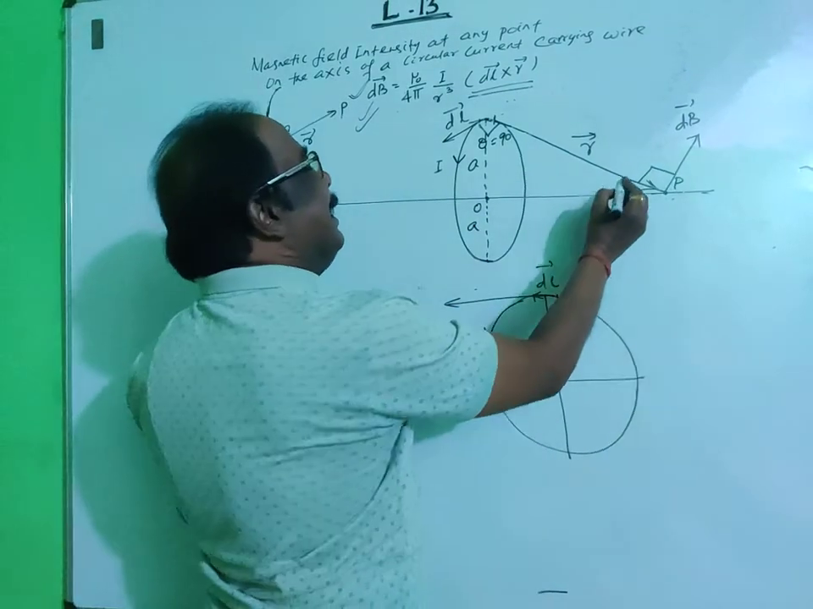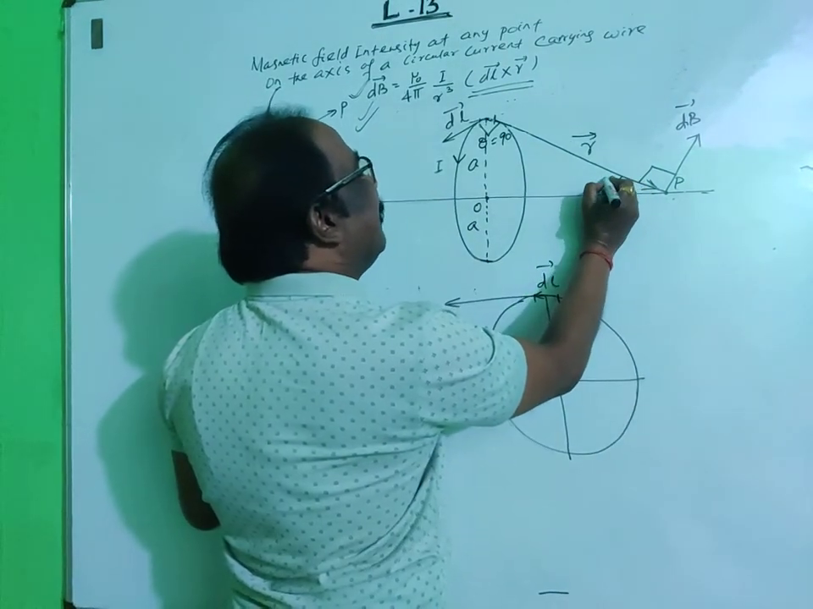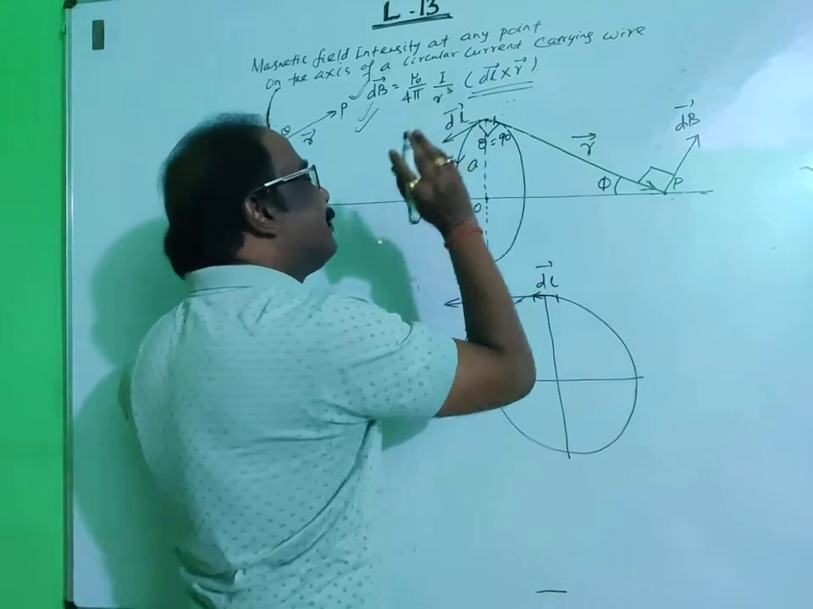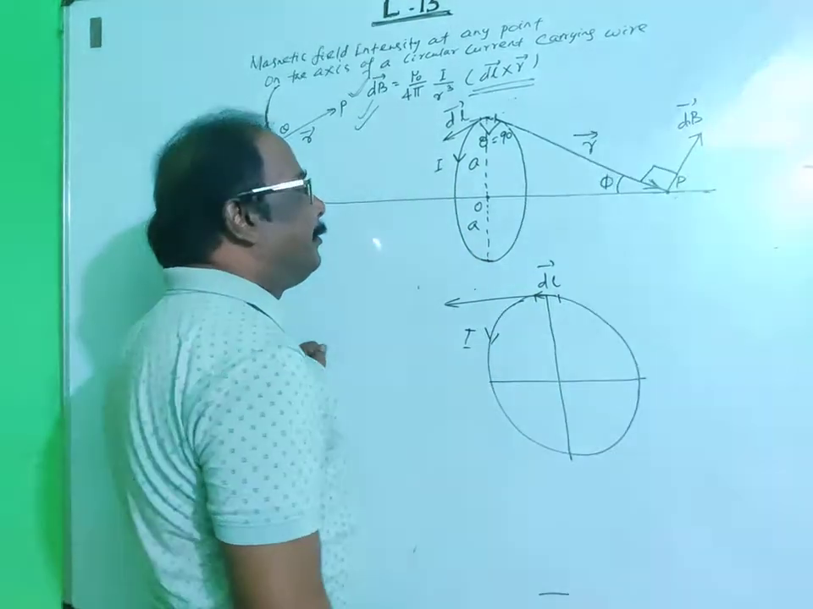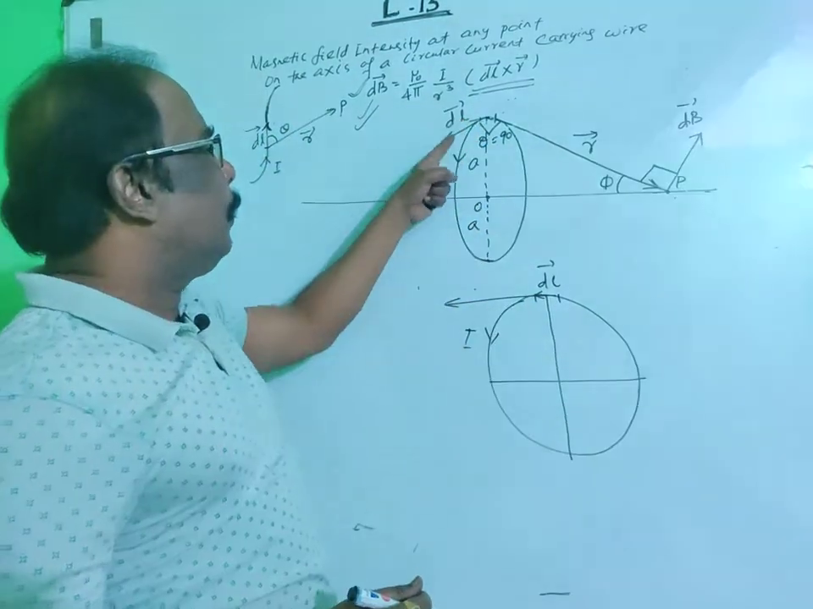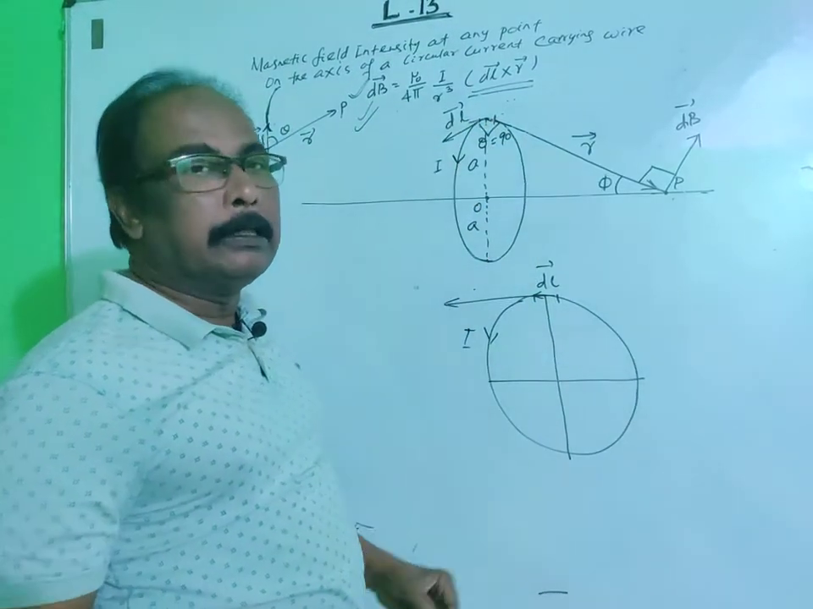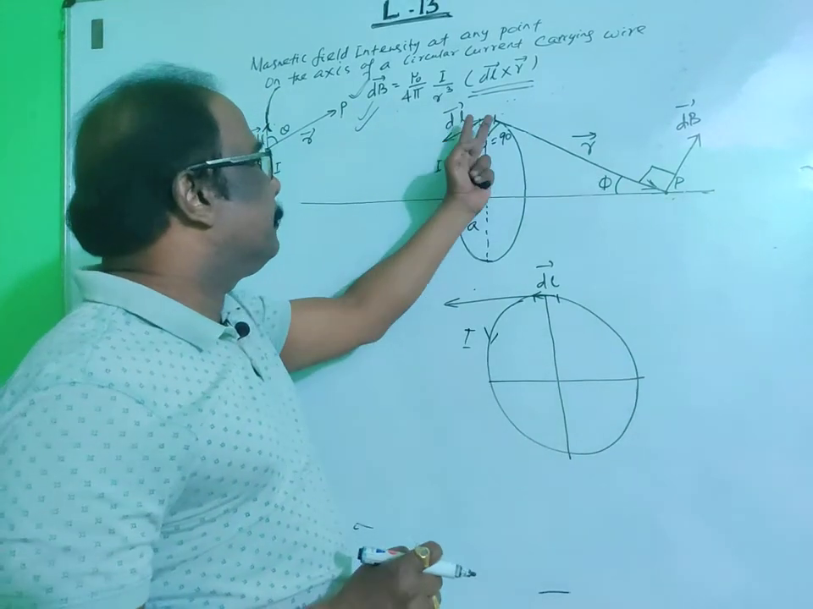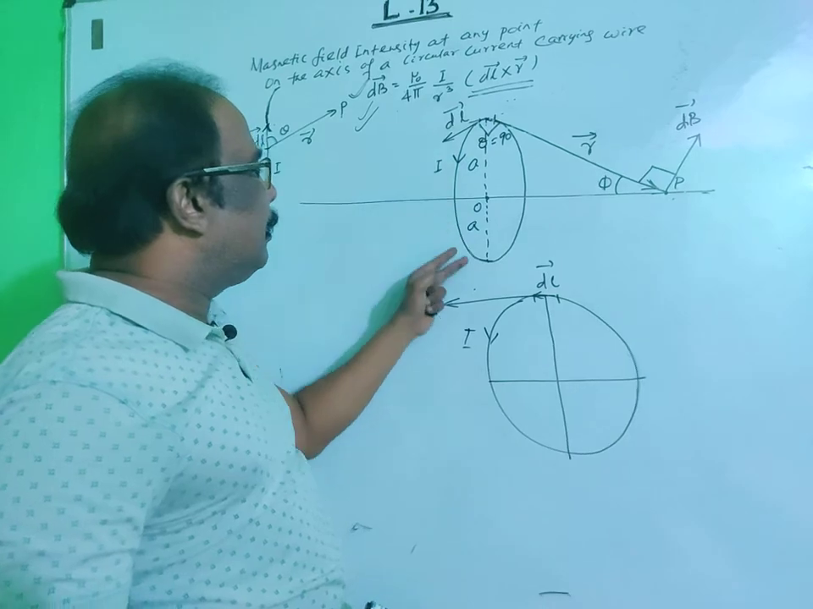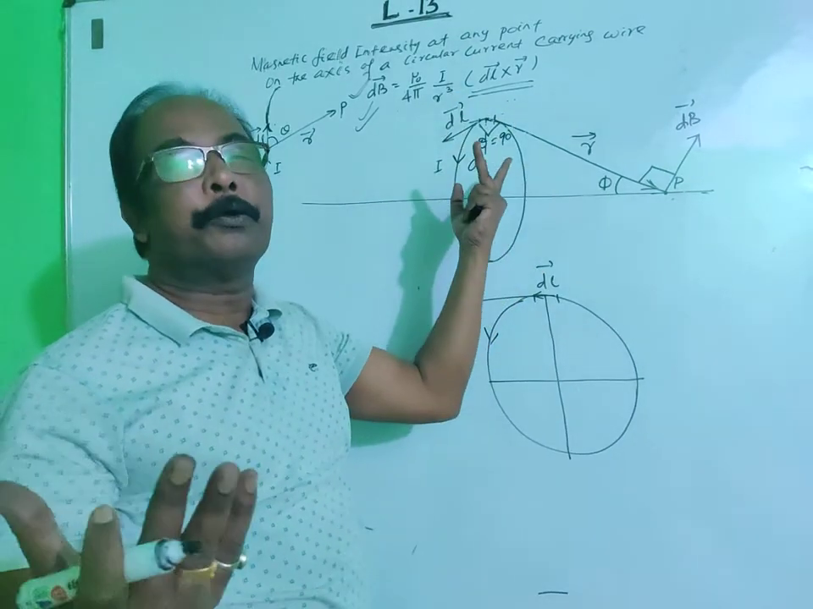Let this angle be theta or phi. Theta is taken as 90 degrees. This angle is phi. Then similarly, the whole circular loop may be considered to consist of a number of elemental sections, each of dL, dL, dL, and so on.